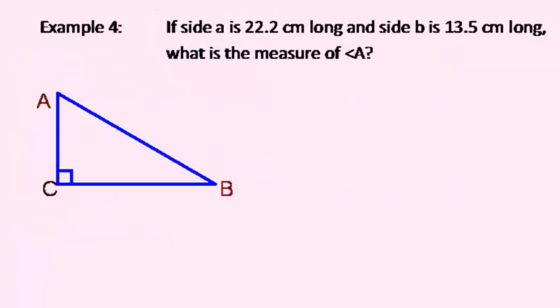Another example using some inverse trig operations. It says side A is 22.2 centimeters, side A is down here, and side B is 13.5. Side B is over here. What's the measure of angle A? So again, when you're looking for an angle measure, you need to invert your trig equation. We're still going to set it up the same way. I'm still going to say, well, obviously A is the angle I want to work with.